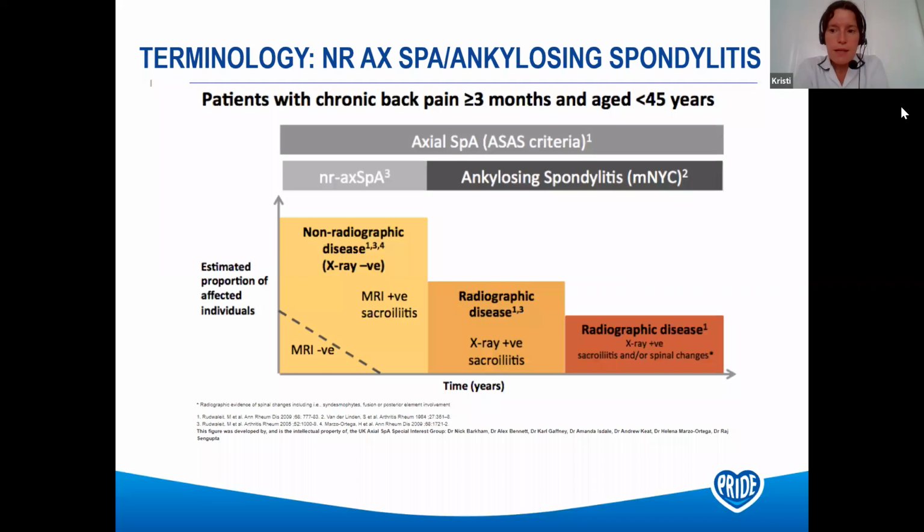Then the other two thirds of axial SpA tend to be where you've either got radiographic disease, so you've got your sacroiliitis on your X-ray, or you're getting your ankylosing spondylitis and sacroiliitis on X-ray. So they're the three parts of the disease. Call it axial SpA.